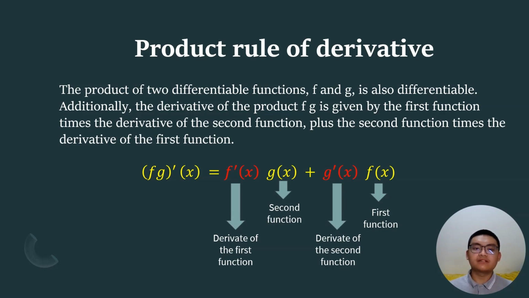So to summarize, the derivative of f of x times g of x is the derivative of the first function times the second function. In conclusion, the derivative of g of x times f of x is the derivative of the second function times the first function. By using the product rule, we can find the derivative of the product of two functions efficiently.